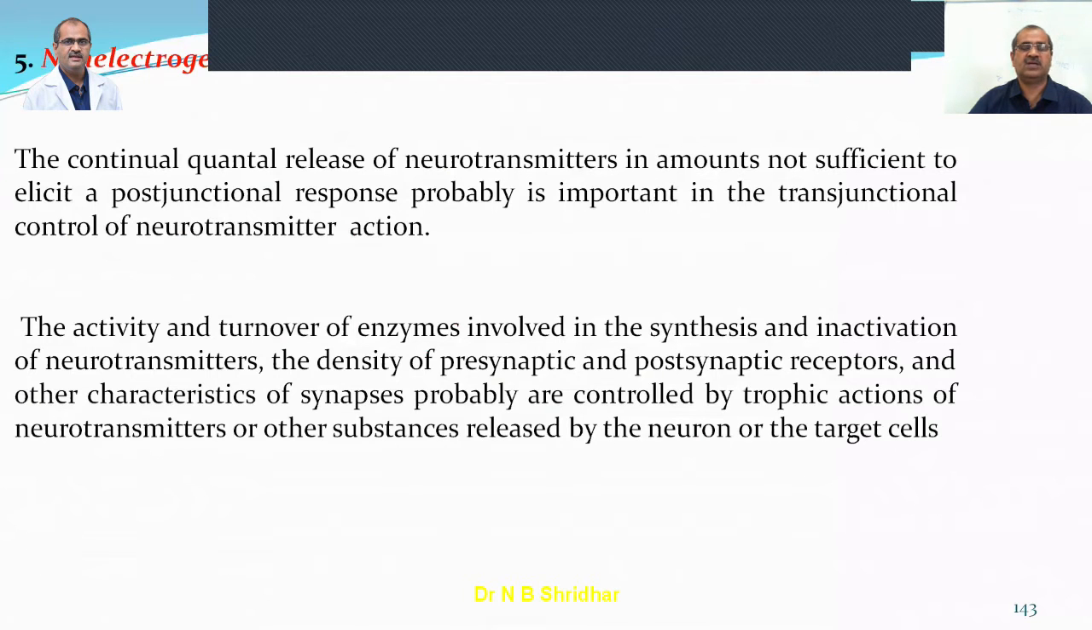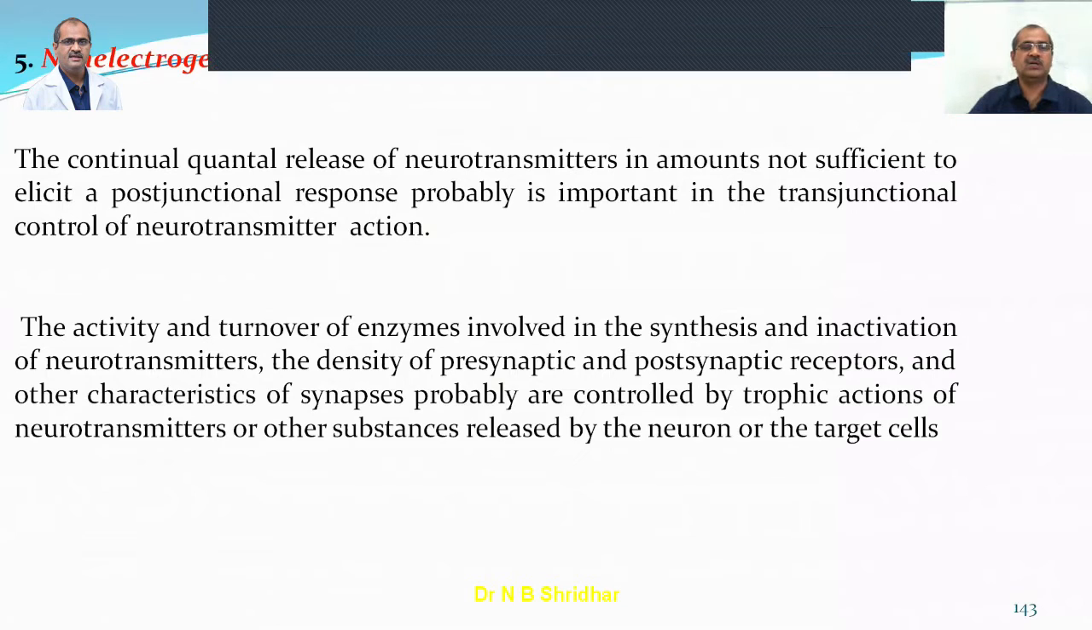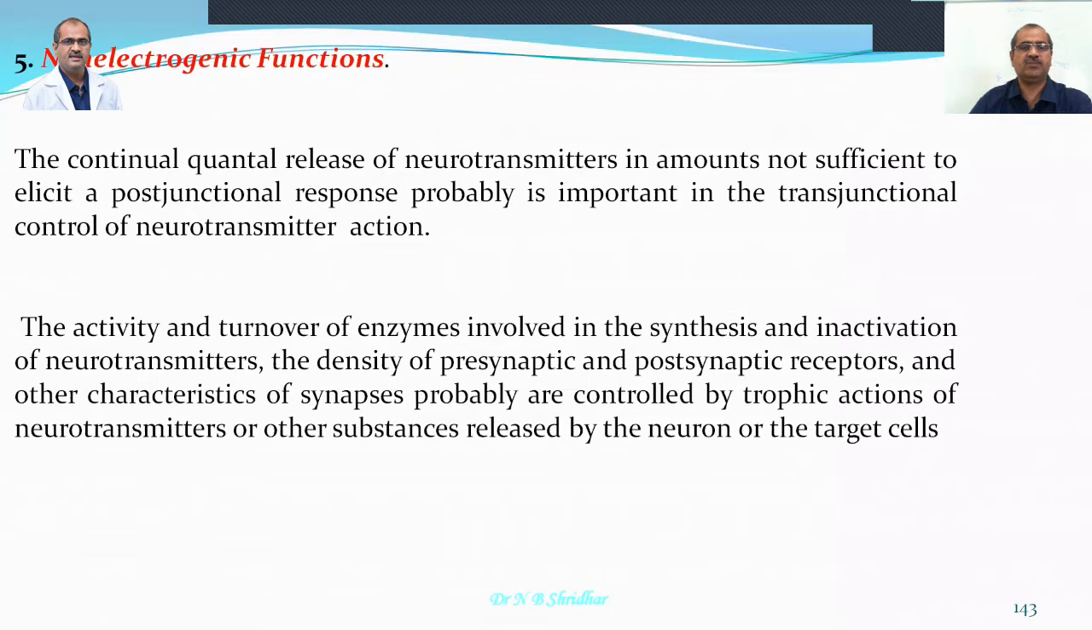The fifth step is the non-electrogenic function. The first one is the release of the neurotransmitter. The second one is the action of the neurotransmitter in the post-junctional receptor. Third one is the dissipation or dissociation of the neurotransmitter. And the fourth one is the initiation of postsynaptic action. And fifth one is the non-electrogenic function. Let us see what this non-electrogenic function is.